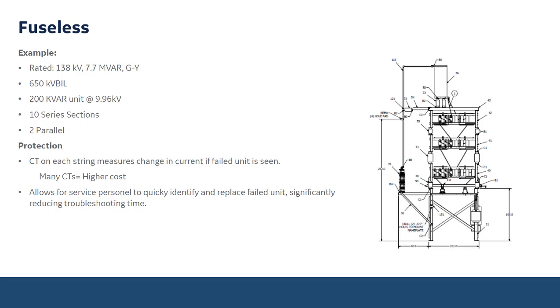What we are using here for protection is a CT that monitors each string on each phase. So the CT on each string measures the change in current if a failed unit is seen. The advantage here is if there's a failure, the control house knows exactly what string the failure is on, and then the maintenance team can pinpoint it quickly, make the replacement, and then re-energize.